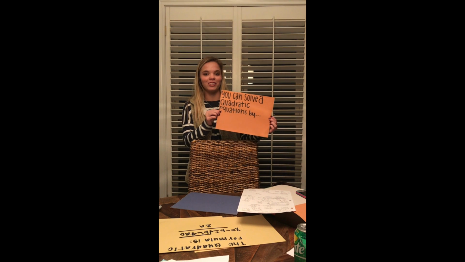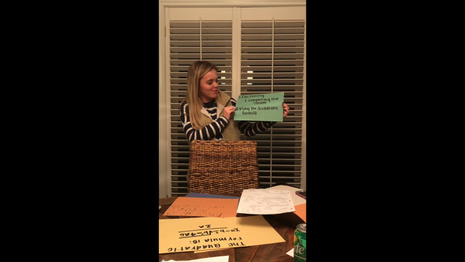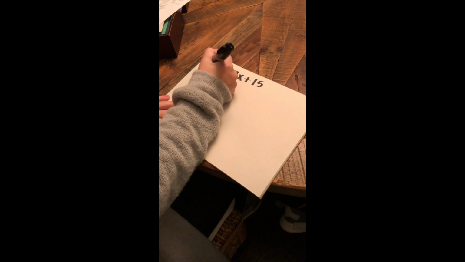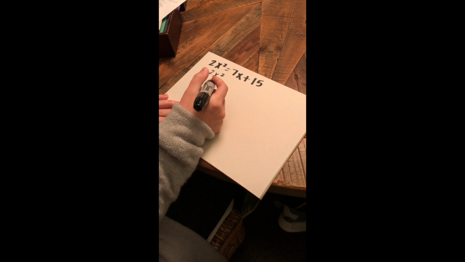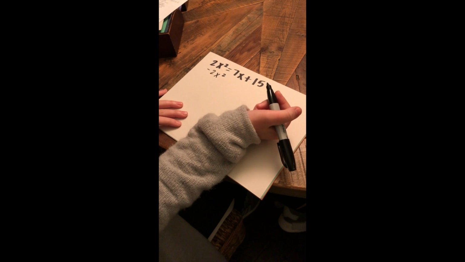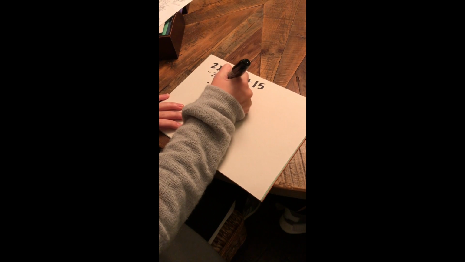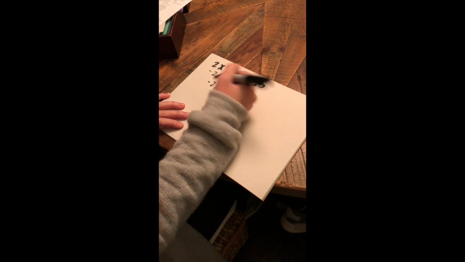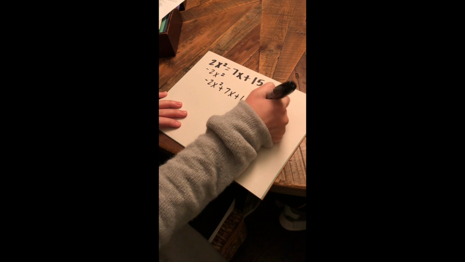Solve a quadratic equation by number 1, factoring, number 2, completing the square, number 3, using the quadratic formula. Start with factoring. So you would set everything equal to 0. So that means subtract negative 2x squared on both sides. So then it would equal negative 2x squared plus 7x plus 15 equals 0.